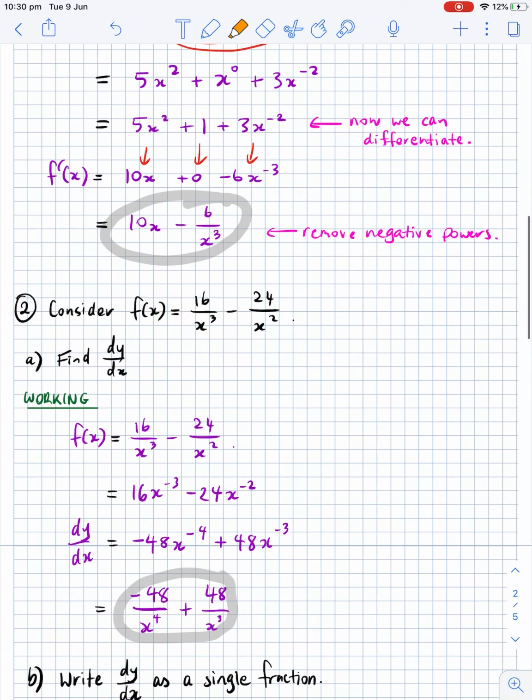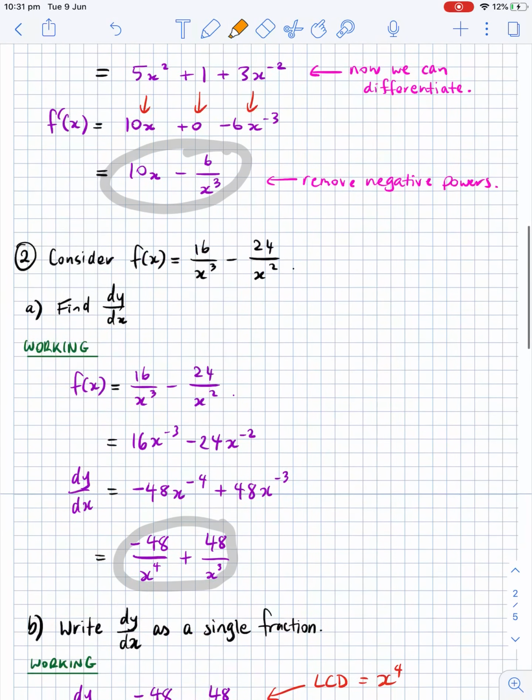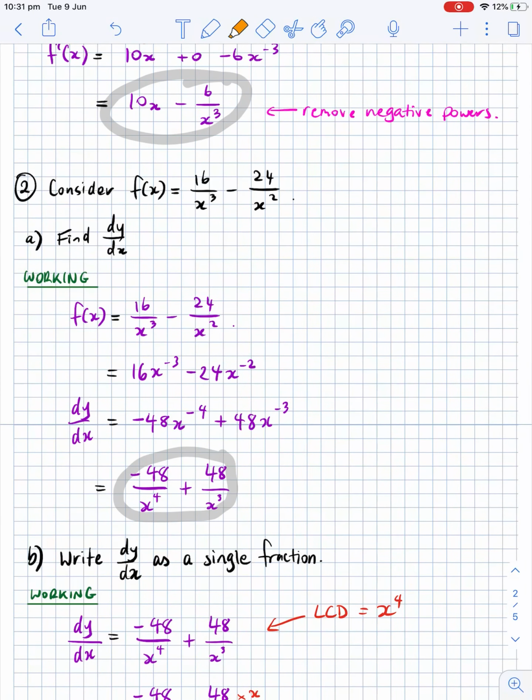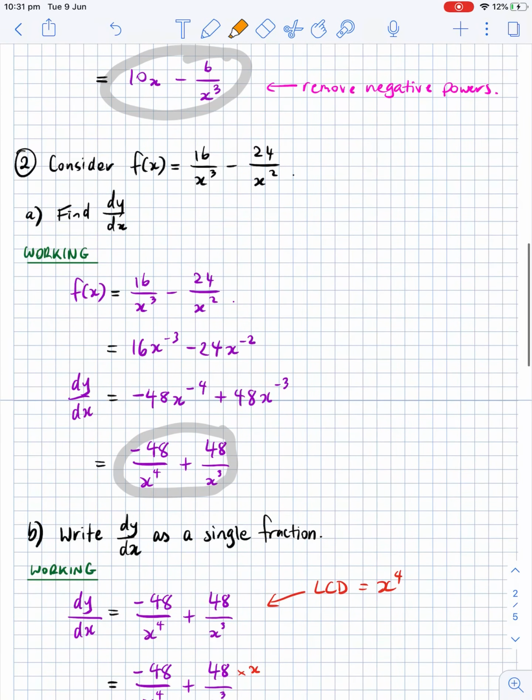Okay, next up, consider this function here. Each of these parts just has x as a single term, so we can deal with this. We just make sure we deal with each of these parts separately. So first up, we want to find the derivative, find dy dx. We want to convert both of these to negative index form. So that's 16x to the power of minus 3, and take away 24x to the minus 2.